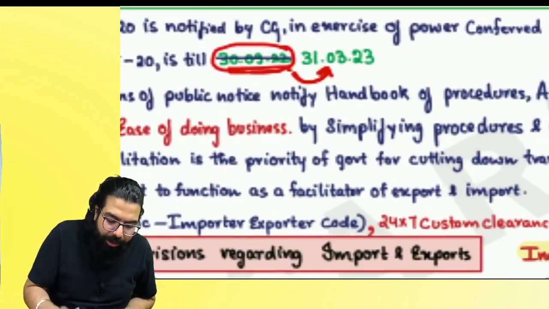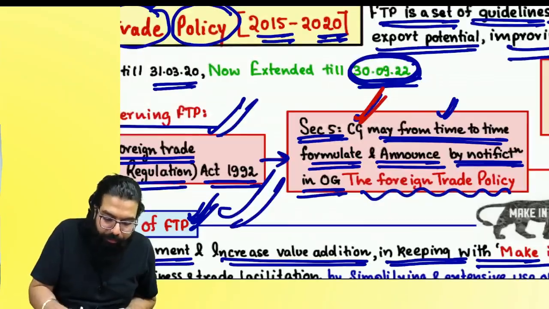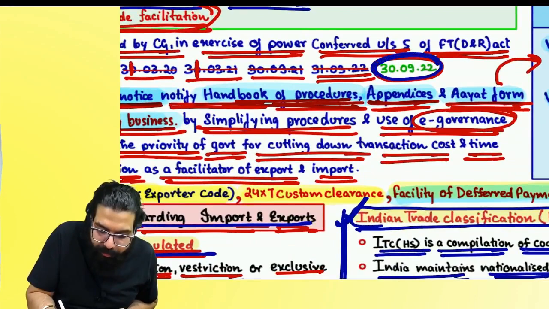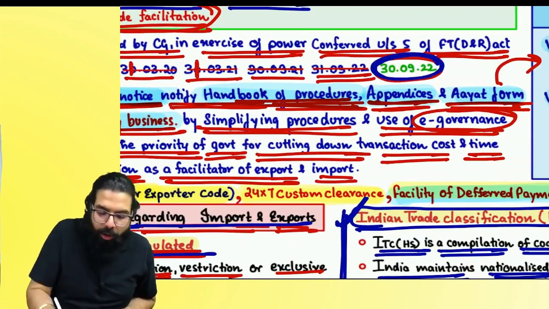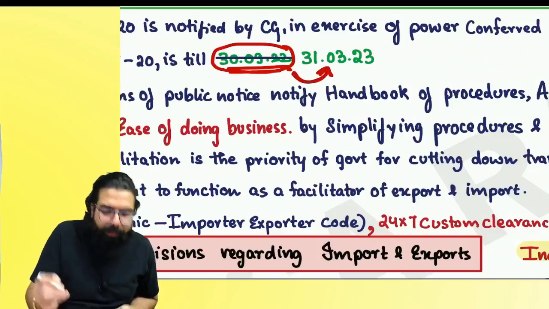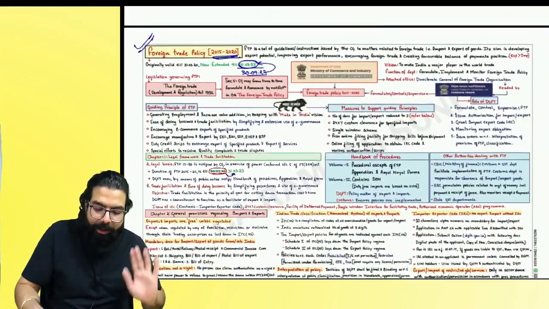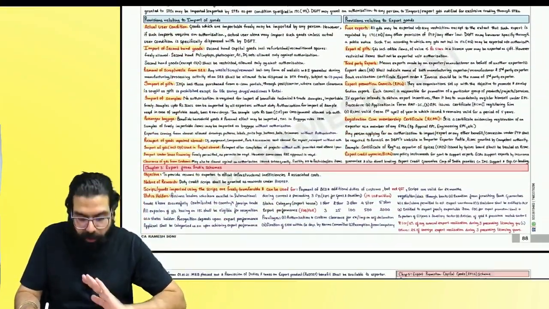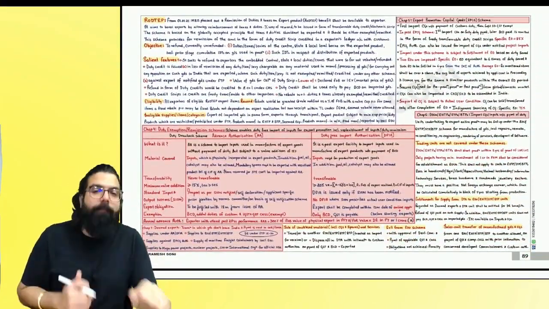Secondly, you will see over here that in the previous attempt, the foreign trade policy was valid till 30th September 22. Now they have deleted this and extended it till 31st March 2023. Other than that, the content is exactly the same. No change at all. Only one point over here now.